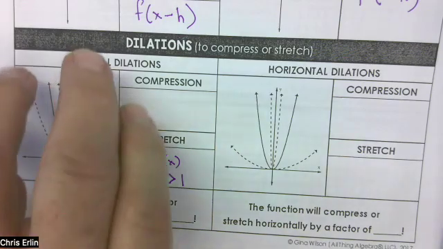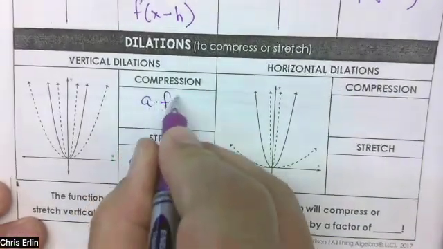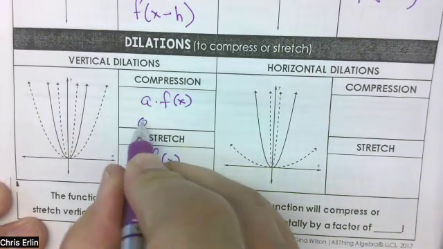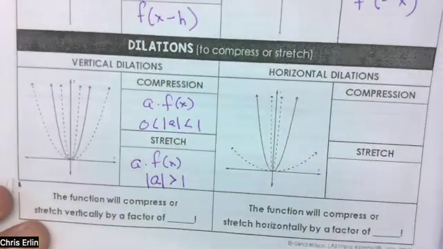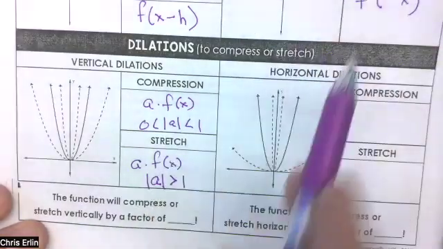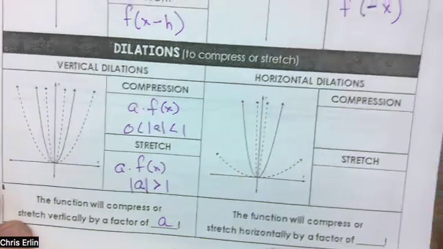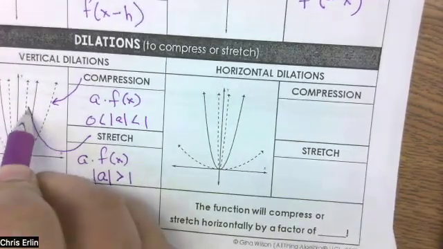If I want it to compress, in other words, push this whole thing down to be flatter and wider, I'm still going to multiply something by f of x, but what kind of number would this a be? Yeah, it's going to be between 0 and 1 as an absolute value. By taking out the absolute value, we're removing the reflections, right, which are up here. And the function will compress or stretch vertically, in other words, the y values, by multiplying by a, whatever it is. So this is a compression, and that's a stretch.